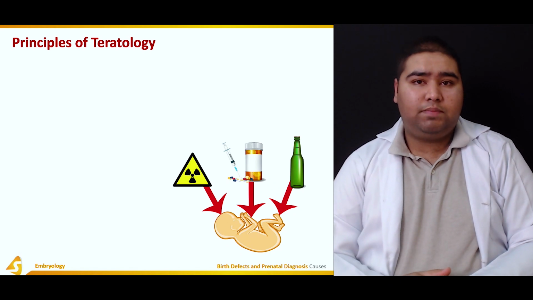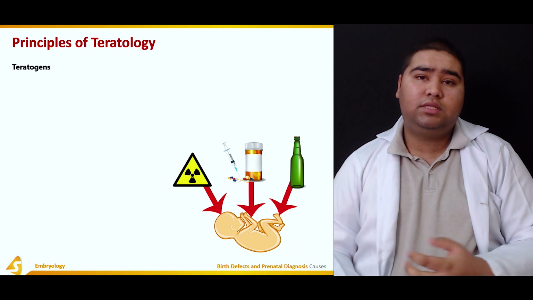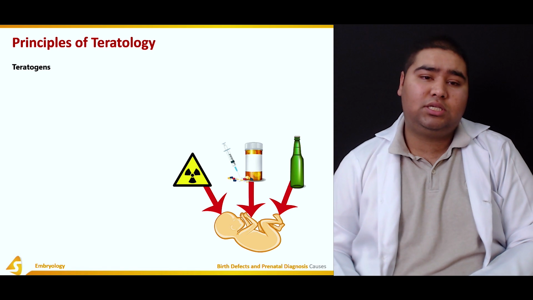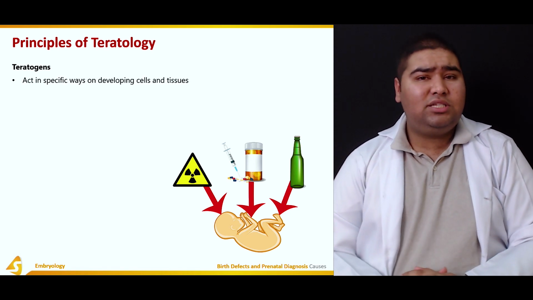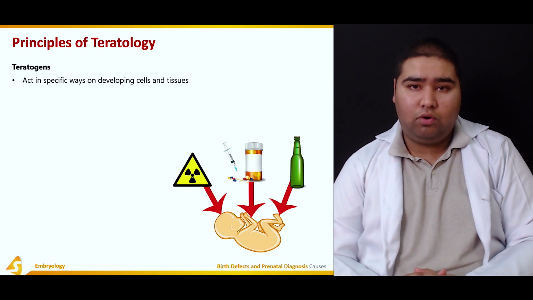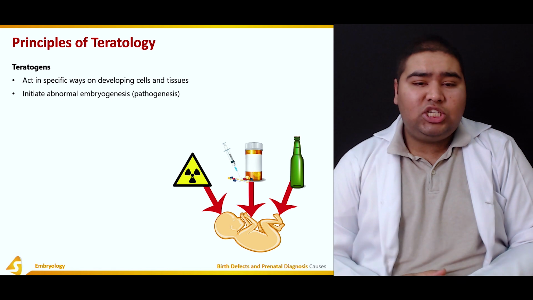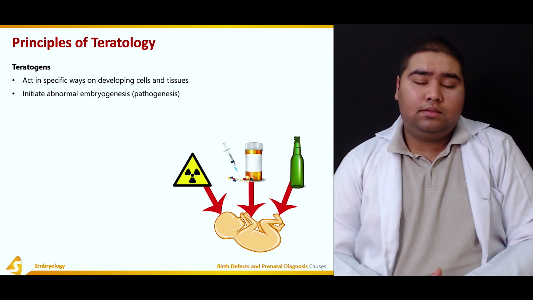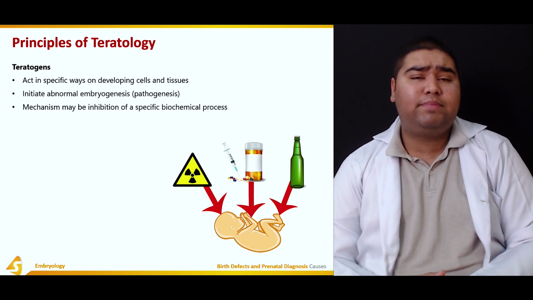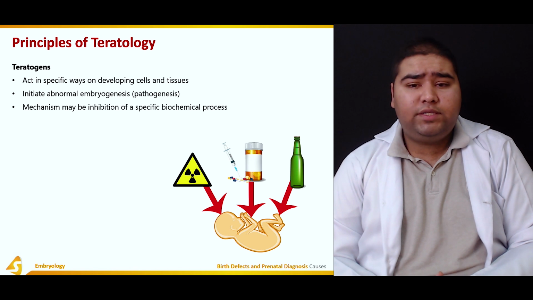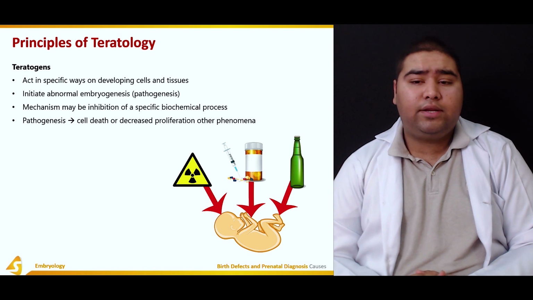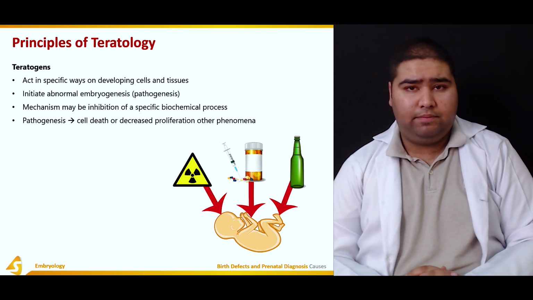Now, what are the principles of teratology? Before getting into the principles, let's talk about the teratogen in itself, what a teratogen actually is. A teratogen is any agent which acts in a specific way on a developing cell or tissue. It initiates abnormal embryogenesis, which can also be called pathogenesis. Its mechanism may be by inhibition of a specific biochemical process. This may lead to cell death or decreased proliferation or other phenomena.